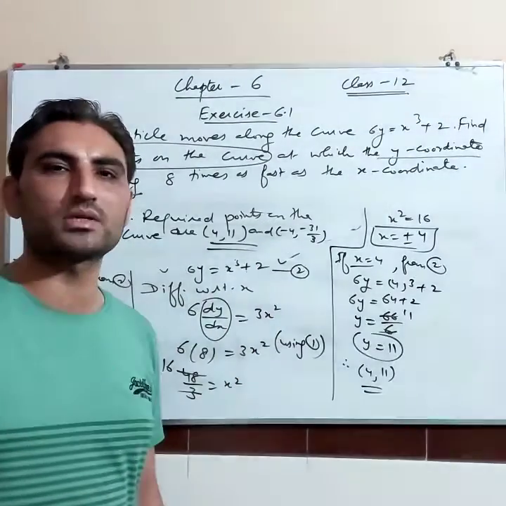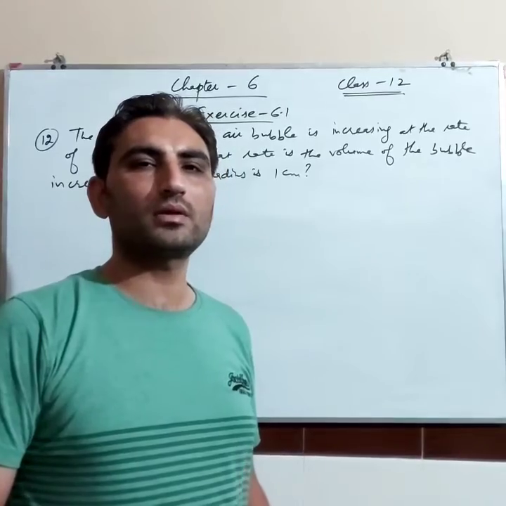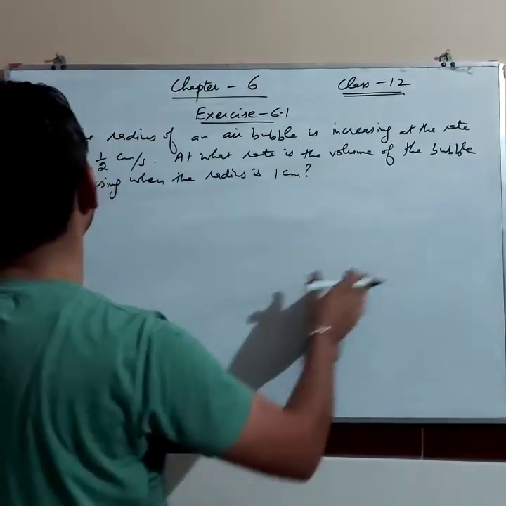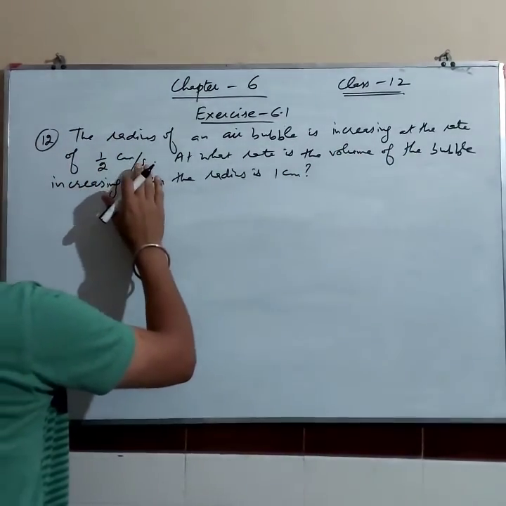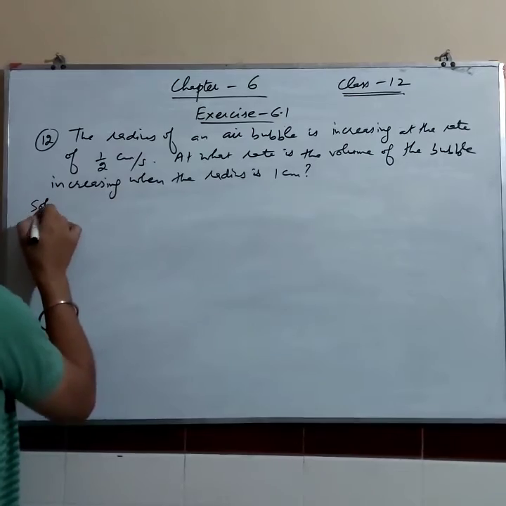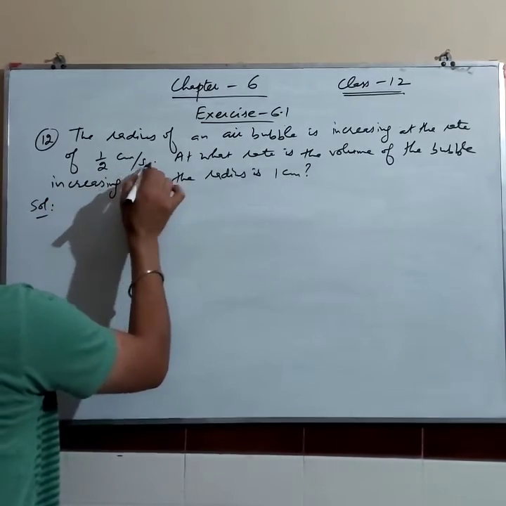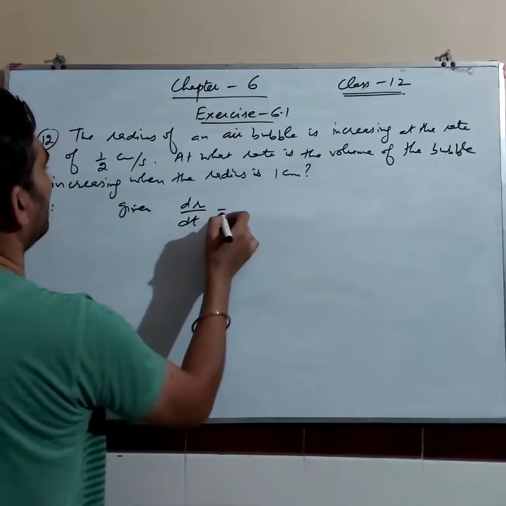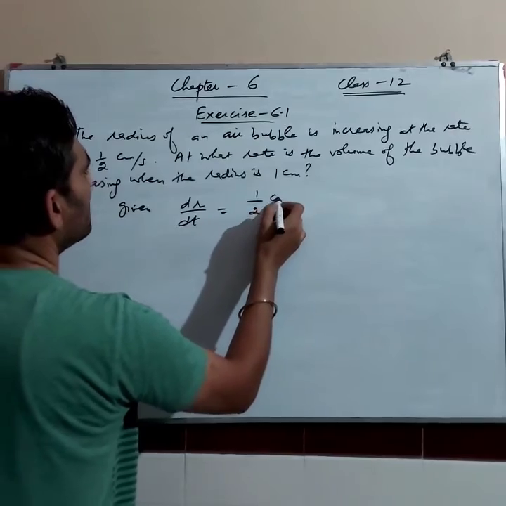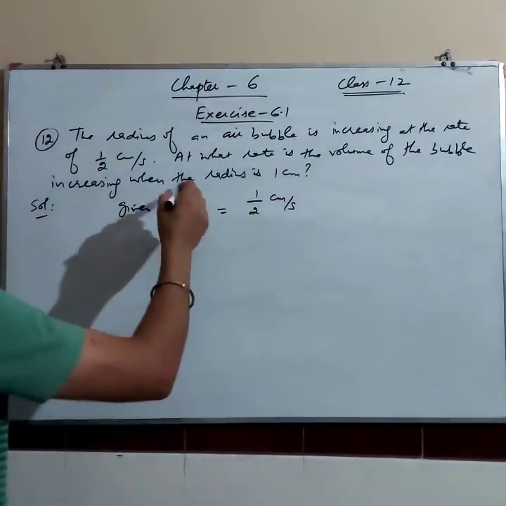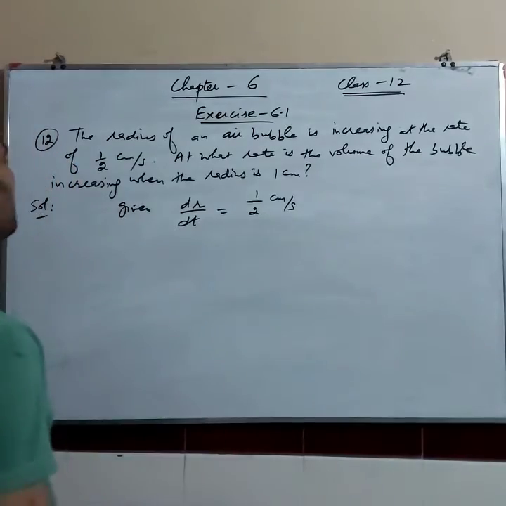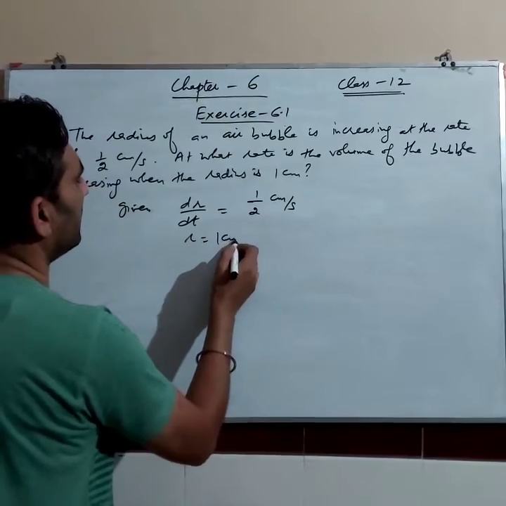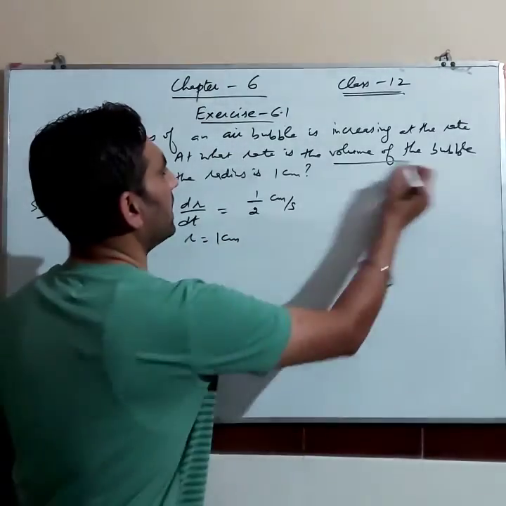See next what is given in question number 12. The radius of an air bubble is increasing at the rate of 1 over 2 centimeter per second. Centimeter per second means with respect to time, so the given rate of change of radius with respect to time is 1 over 2 centimeter per second. At what rate is the volume of the bubble increasing when the radius is 1 centimeter? You have to find the rate of change of volume of the bubble.